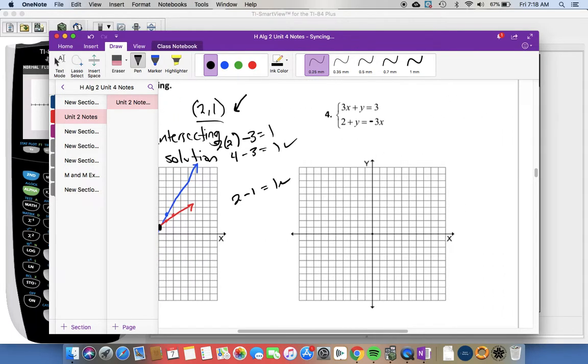All right. Second one we're going to look at. And notice this time we don't have y by itself. So for the first equation, we're going to have to move 3x over. We're going to have to subtract 3x from each side. For the second one, we're going to have to subtract, it looks like, 2 from each side.